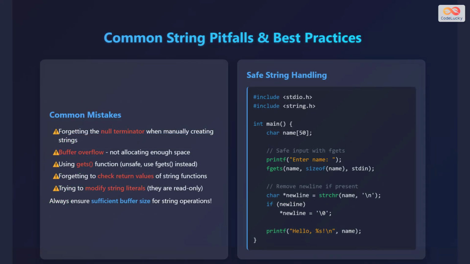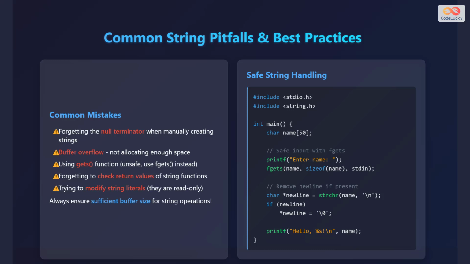When working with strings in C, it's essential to be aware of common pitfalls and adopt best practices to avoid issues. Some common mistakes include forgetting the null terminator when manually creating strings, leading to potential buffer overflows if not enough space is allocated. Using the gets function is unsafe and should be avoided in favor of fgets. Additionally, it's important to check return values of string functions and avoid modifying string literals, as they are read-only. Always ensure sufficient buffer size for string operations to prevent unexpected behavior.